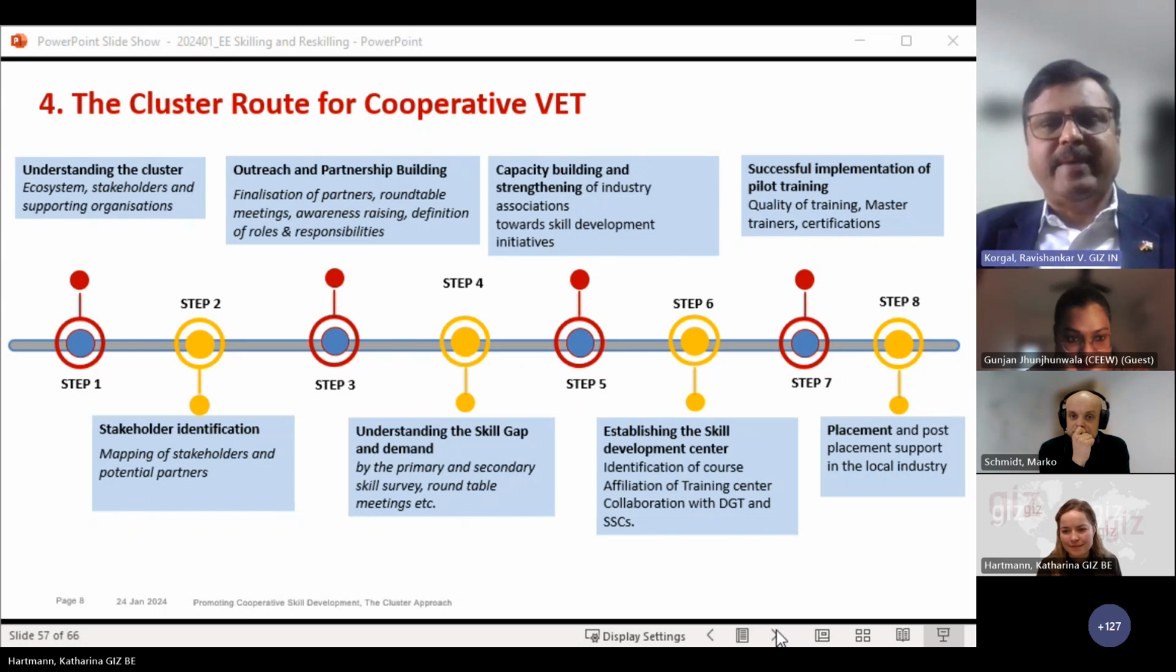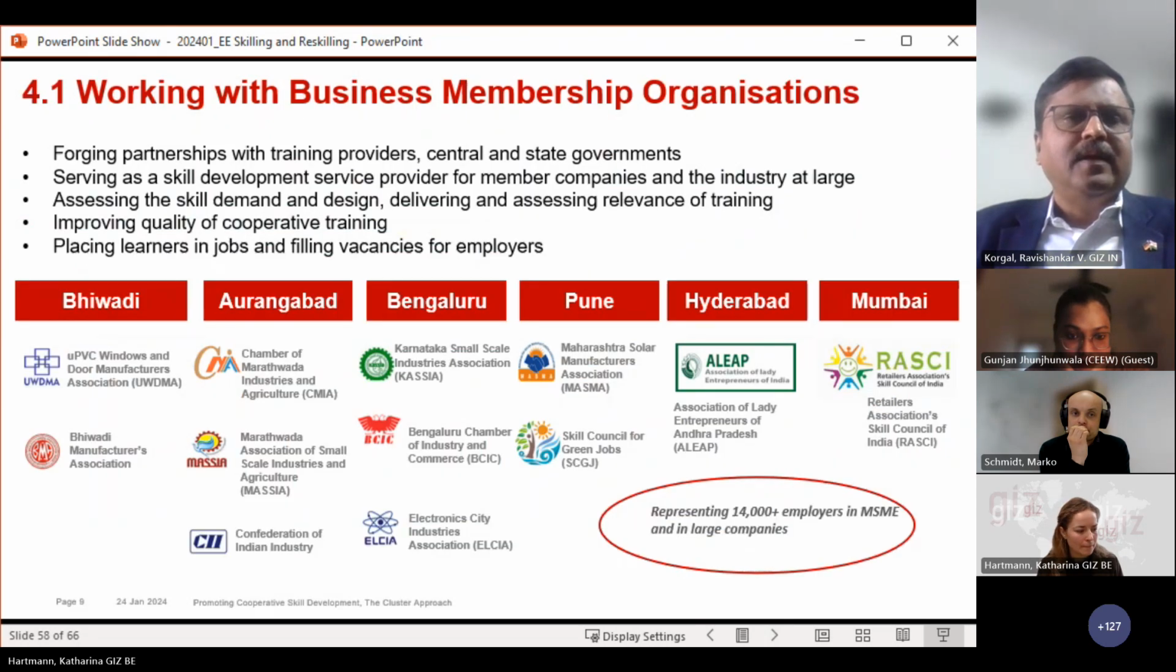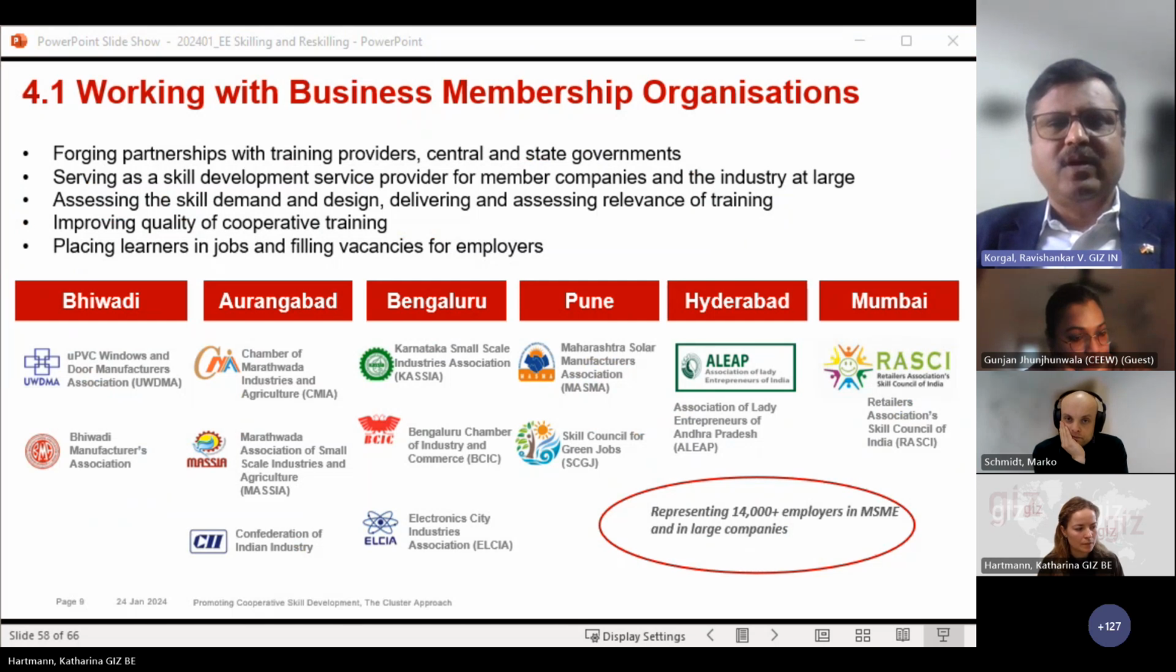Then we completed that pilot model. Then we helped them to complete the placement for them. The students were actually placed in the same company. Go to next slide, Katerina. These are some of the industry associations we worked with. We worked with around 14,000 plus employees in MSMEs, in large and small scale industries.